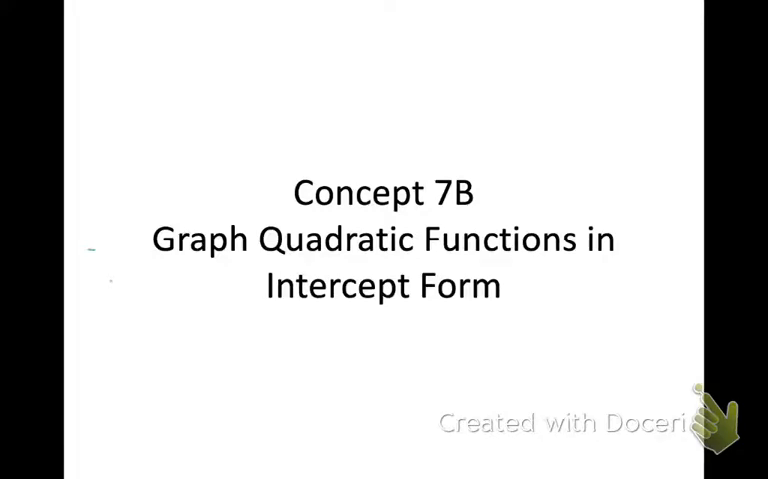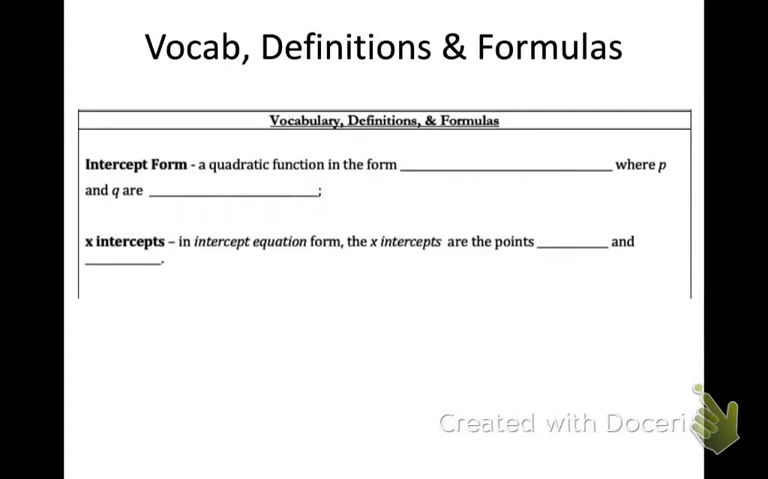Algebra 2, Concept 7B. We're going to graph quadratic functions in intercept form. So first let's start with some vocabulary, definitions, and formulas. Intercept form looks a little different than vertex and standard form. A quadratic function in this form is y equals a times x minus p times x minus q.